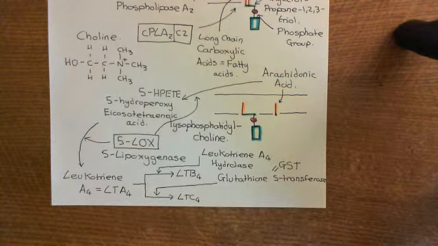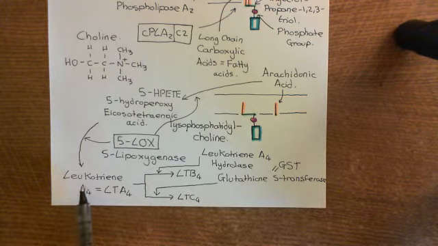So it's going to convert the arachidonic acid first into 5-hydroperoxyicosahexatetraenoic acid, and then onwards to leukotriene A4. Now leukotriene A4 can then be converted into one of two things. It can be converted into leukotriene B4 by the enzyme leukotriene A4 hydrolase, which is a cytoplasmic enzyme, and I should have mentioned that leukotriene A4 comes out of the phospholipid bilayer and goes into the cytoplasm so that it can be acted upon by these two cytoplasmic enzymes.